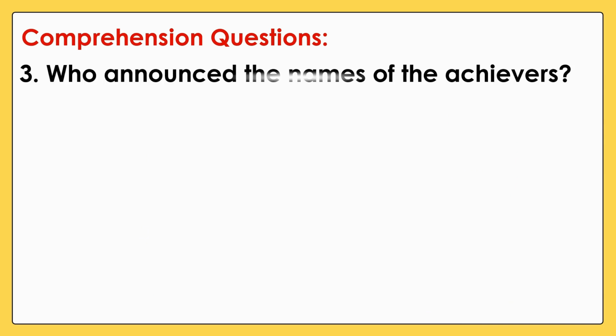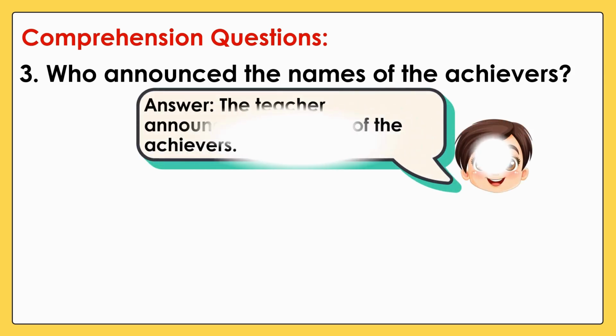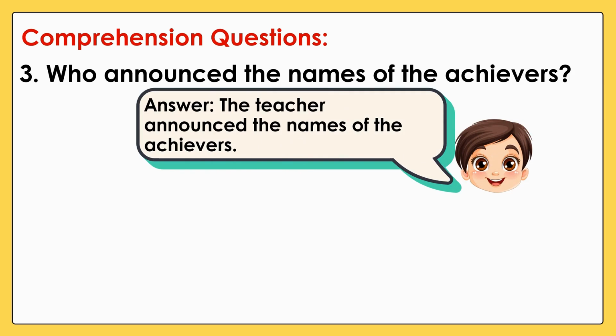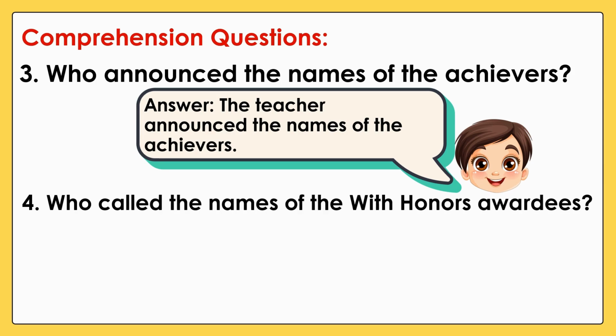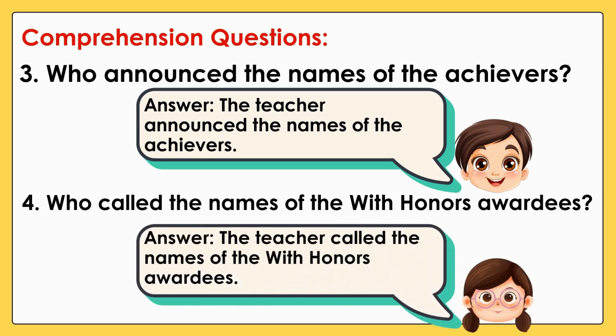Number 3, who announced the names of the achievers? The answer, the teacher announced the names of the achievers. Number 4, who called the names of the with honors awardees? The answer, the teacher called the names of the with honors awardees.